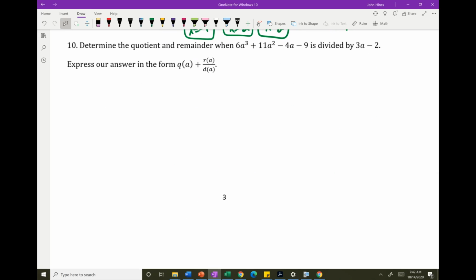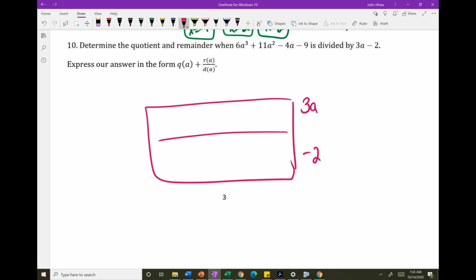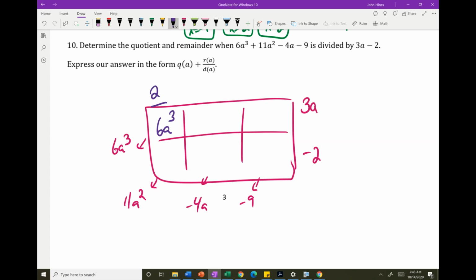Determine the quotient and remainder. So it's a division question. I'm dividing by 3a minus 2. Sorry for my long dividers. I'm doing reverse tabular. I've got 6a to the third, 11a squared. Gotta watch out for those placeholders, but we're all good here. All right, here we go. I got 6a to the third. What times 3a is 6a to the third? Well, 2a squared. Multiply.